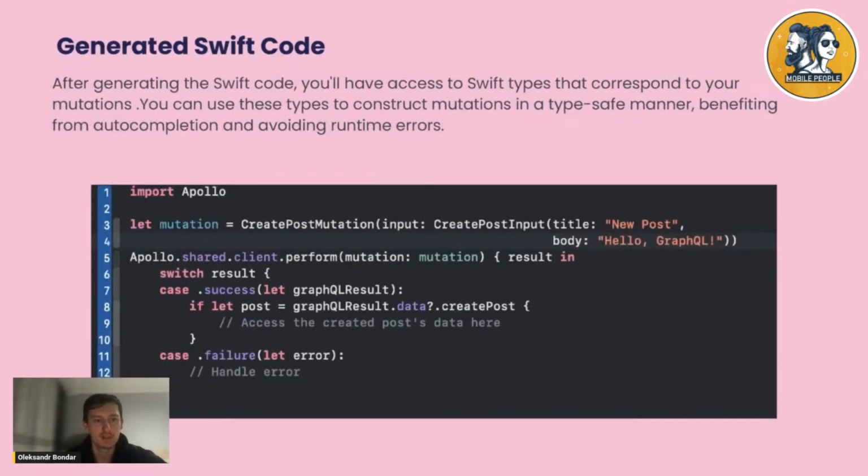Let's have a look. As you can see, we have a mutation, create post mutation, with this prefix. We have a generated object from the input, from the mutation, and we don't do fetch, we just do perform, then pass our mutation here and also receive some data. It's very, very easy, nothing special.